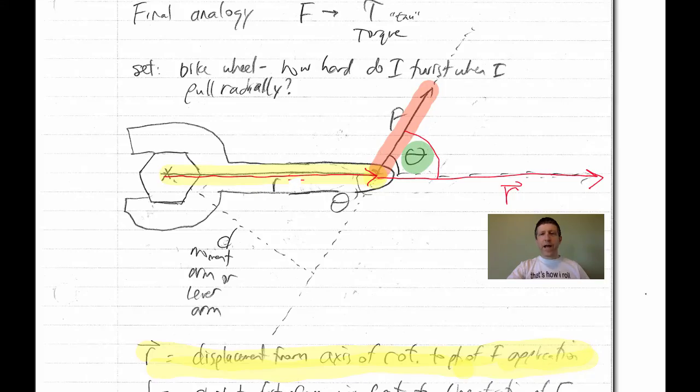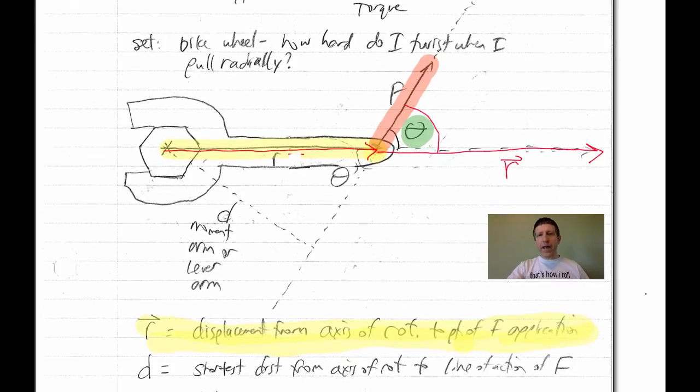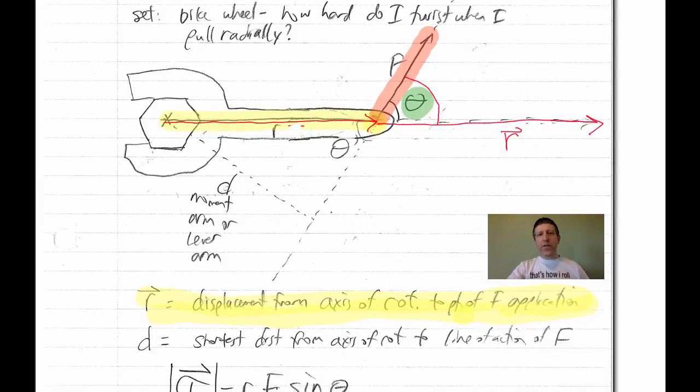Now, back to this diagram, there's one more very, very useful distance that we have here. And that is what is called the moment arm, or also called the lever arm. And that is right here. This is what we call the moment arm or lever arm D.